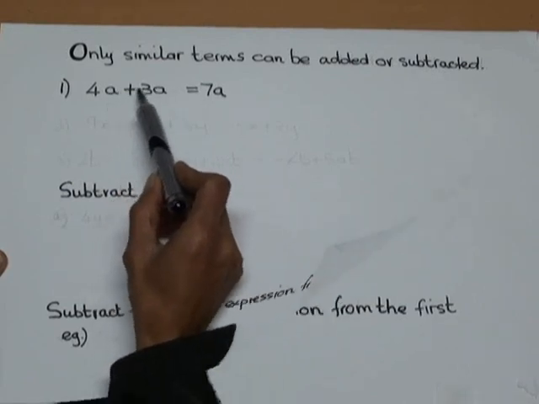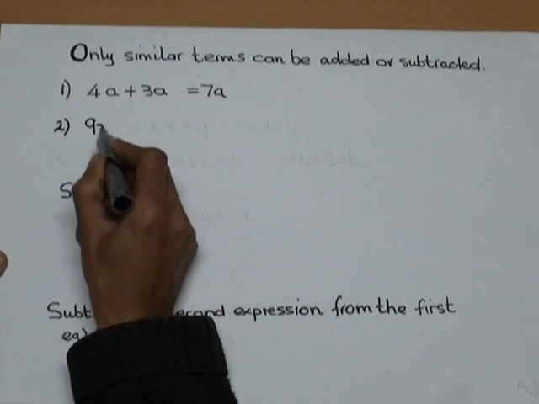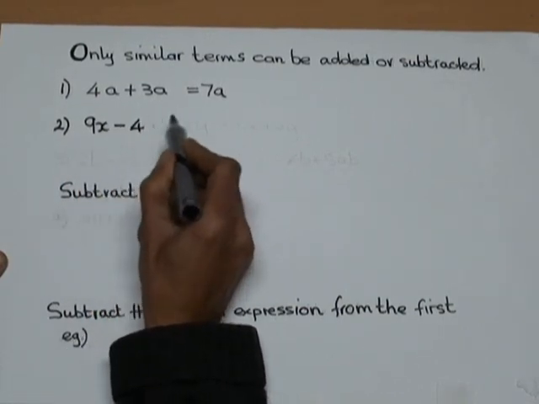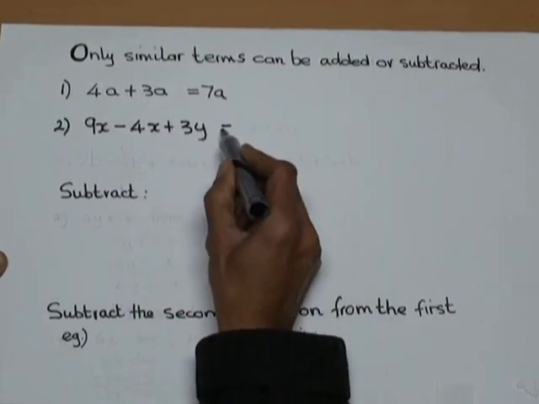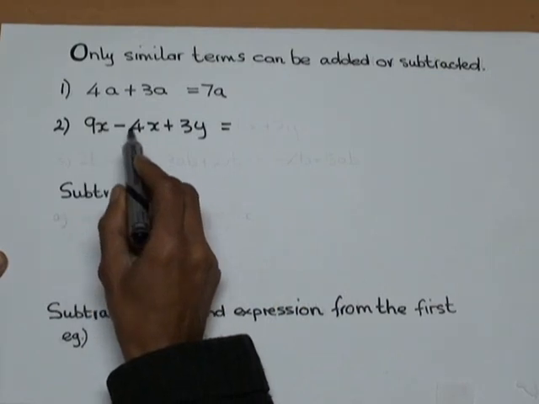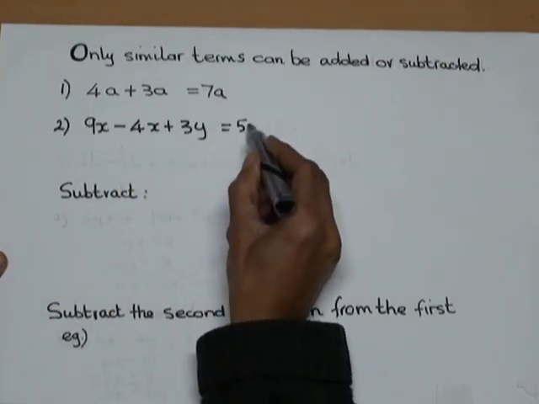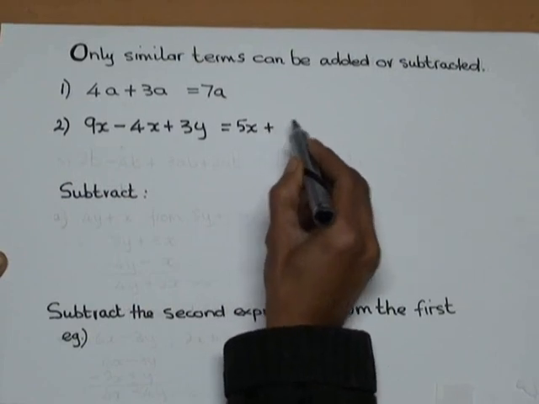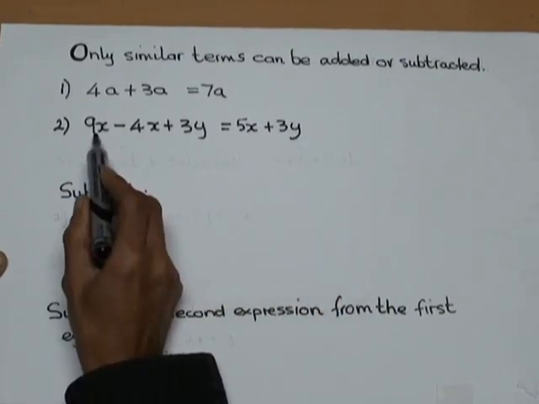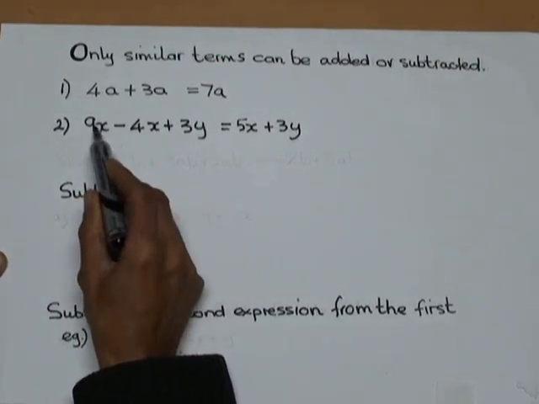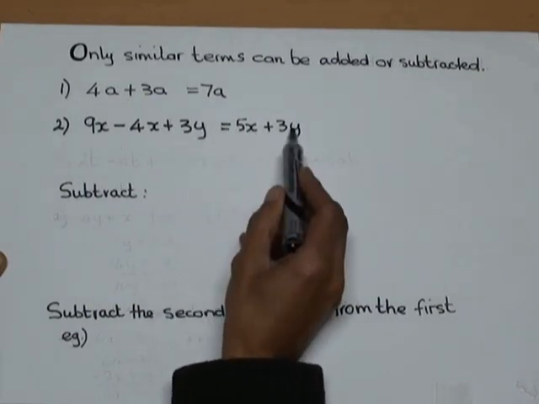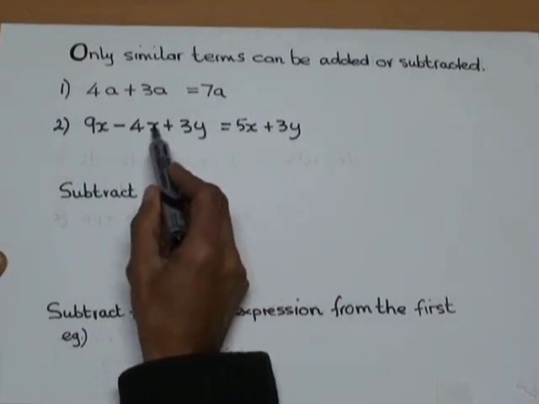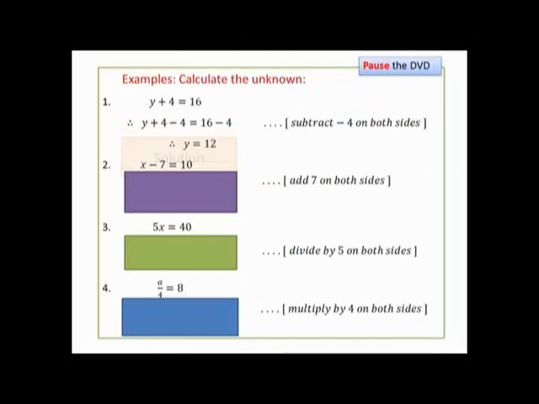The variables are the same. 9x minus 4x plus 3y is equal to 9x minus 4x, that is 5x plus 3y. So it's 9 minus 4, which is 5 x's, plus the 3y. We can't add the y and the x. Calculate the unknown. In this case, it is y.